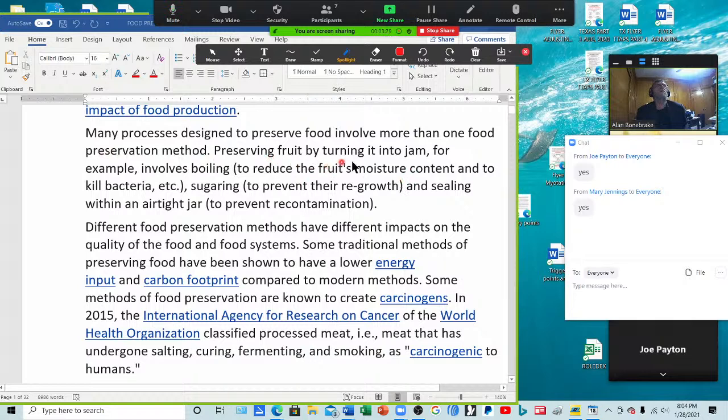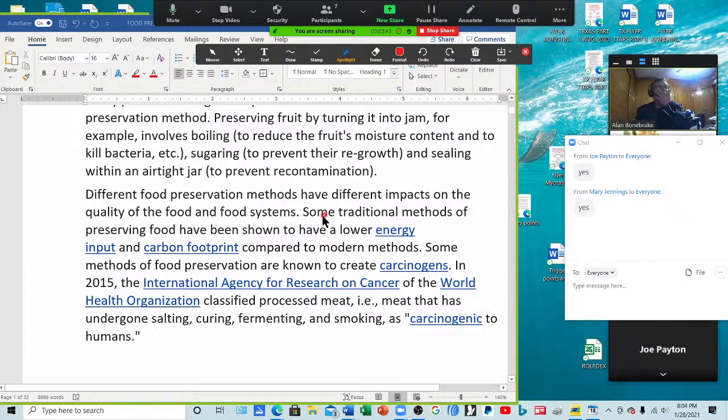Preserving fruit by turning it into jam, for example, involves boiling to reduce the fruit's moisture content and to kill bacteria, sugaring to prevent regrowth, and sealing within an airtight jar to prevent recontamination. Different food preservation methods have different impacts on the quality of the food and food systems.